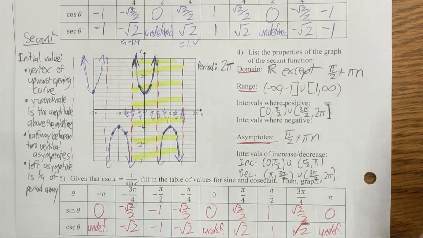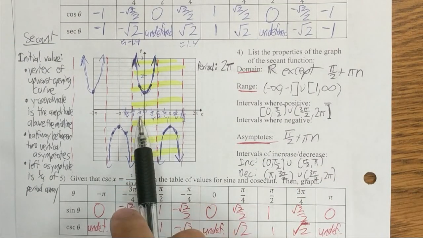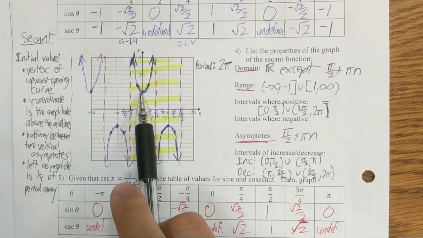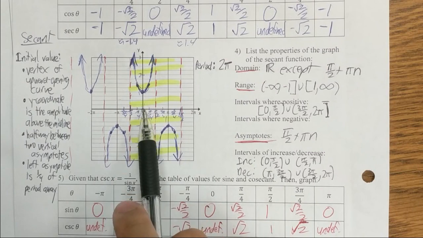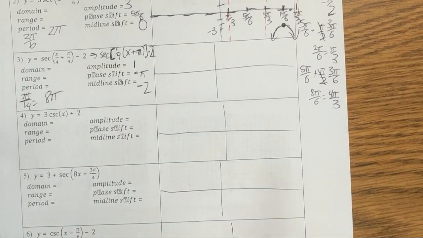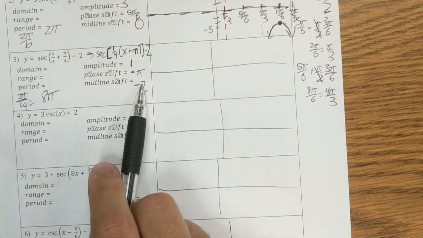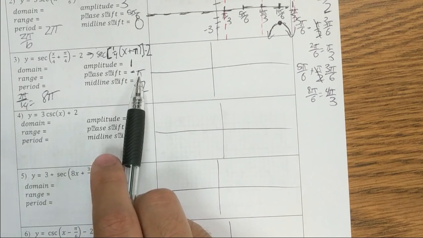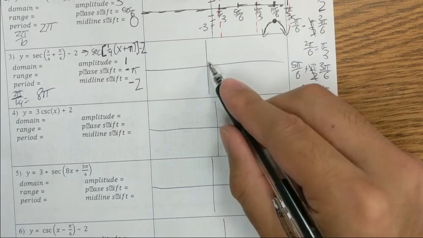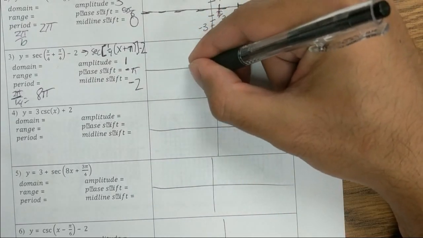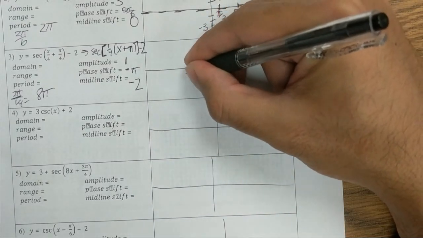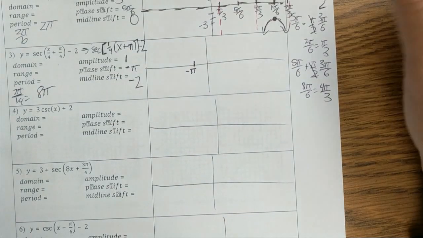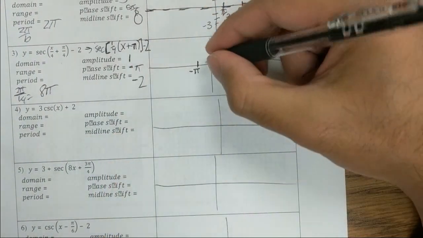So again, the secant function normally has the vertex of the upwards curve at 0, but this time our phase shift of -pi means we're going to move that pi units to the left. So instead of at 0, my point's going to be at -pi. And I also want to factor in the midline shift of -2.